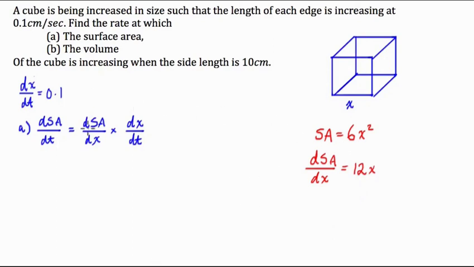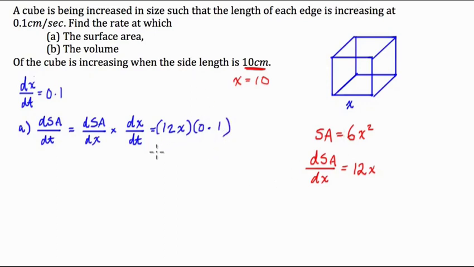Now we're trying to find the derivative or the rate of change of surface area with respect to time when the side length is 10 centimeters. So we're saying x equals 10. So what we're going to do is write our function. So this is going to be equal to dSA dx, which is 12x, multiplied by dx dt, which we're told in the question is 0.1.